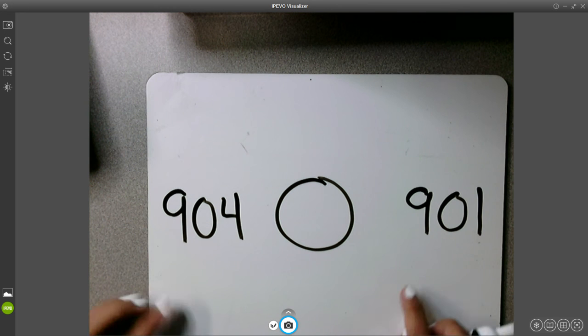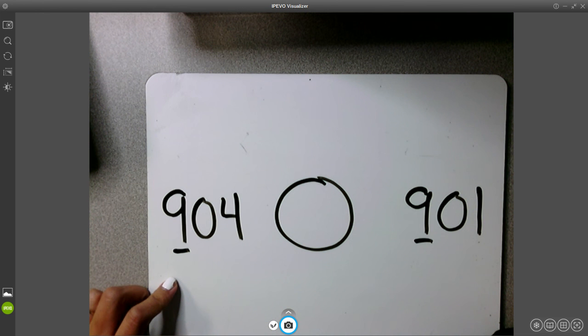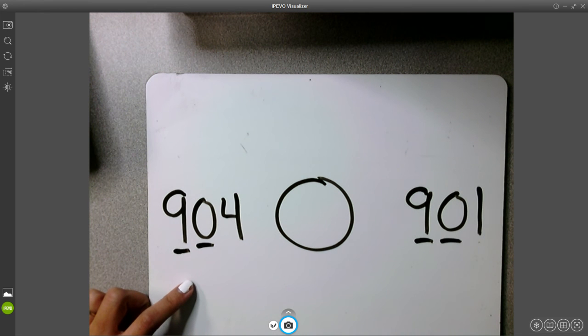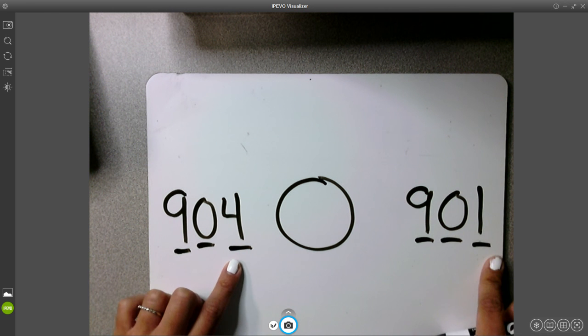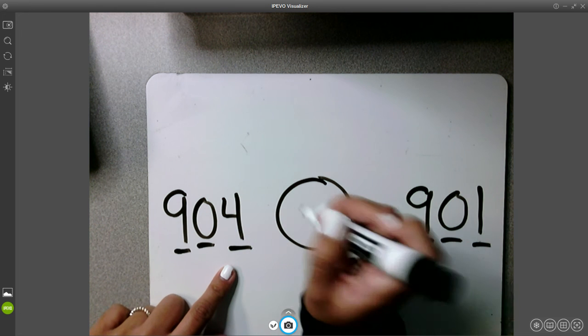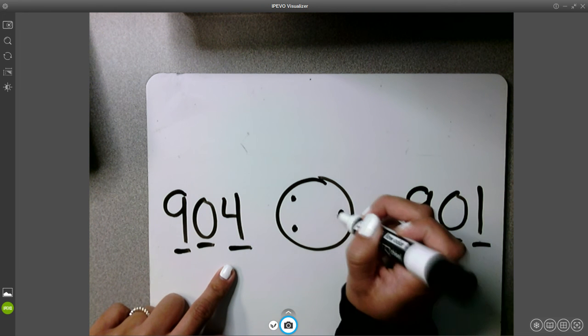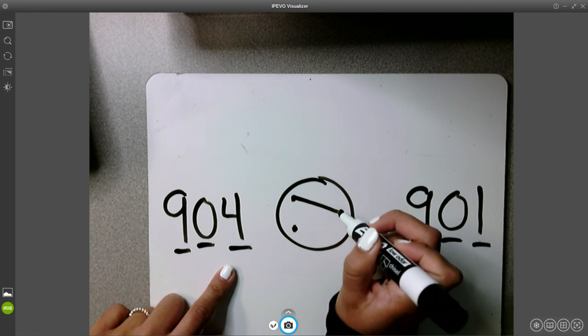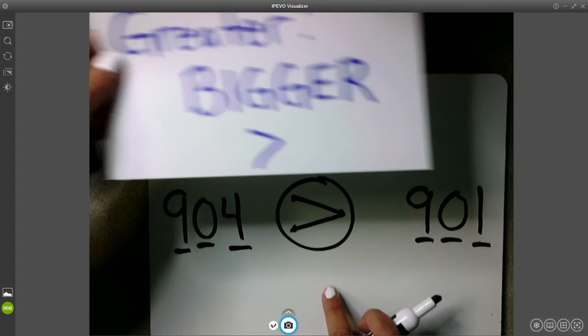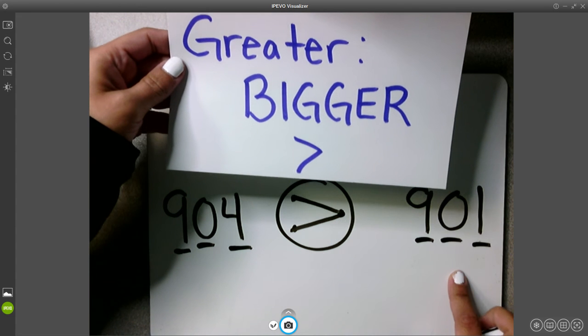All right, so I'm going to start in my hundreds place, 9 and 9. Those are the same though, so I have to keep going to my tens place, 0 and 0. Those two are also the same. So what do you think I'm going to have to do next? I'm going to go to my ones place, 4 and 1. 4 and 1, my 4 is greater. So this side is going to get the 2 dots. This side is going to get 1 dot. And I'm going to connect the dots now and make a Pac-Man. And now 904 is greater than 901.